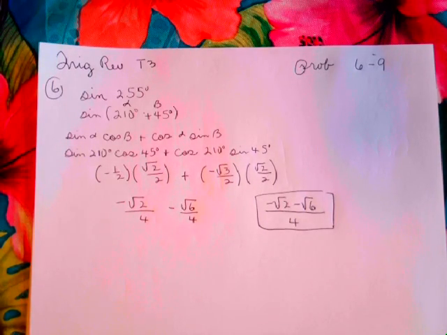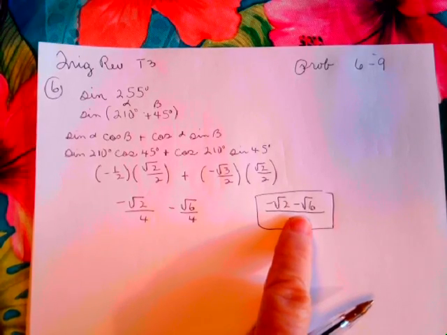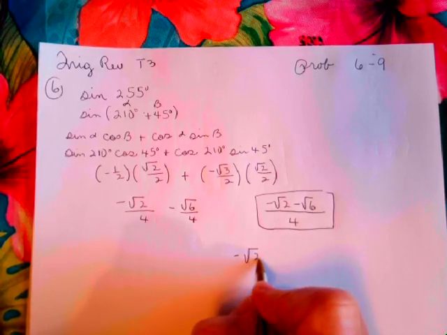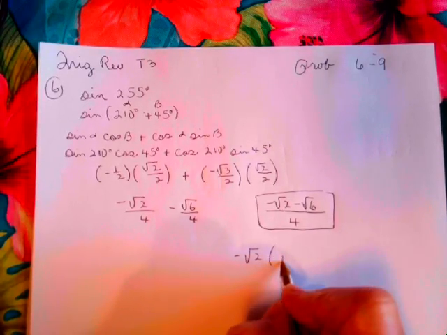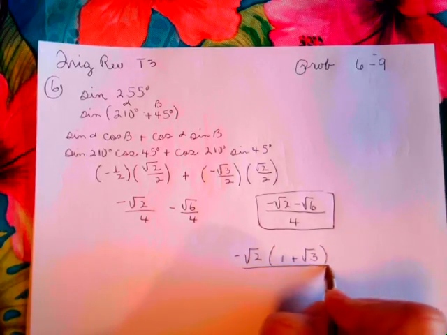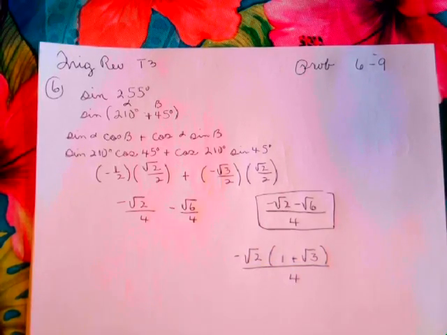I would love to say you can leave the answer just like that, but the testing software doesn't do that. They factor out a square root of 2 out of the numerator on this. You have negative square root of 2 times 1 plus the square root of 3 all over 4. This is the answer you're going to see in your multiple choice answers.